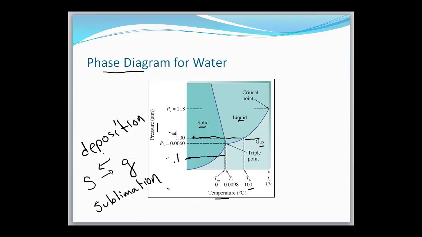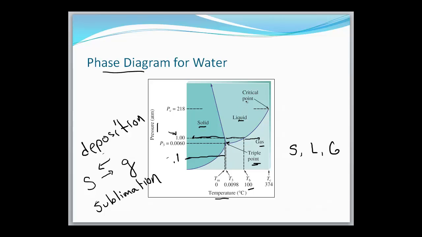Okay, a few points on this graph that we want to point out. We have the triple point, which is that point right there. The triple point is the point where the solid, liquid, and gas phases at a certain pressure will all exist at a certain temperature. So at that temperature and pressure, solid, liquid, and gas exist in the same system.